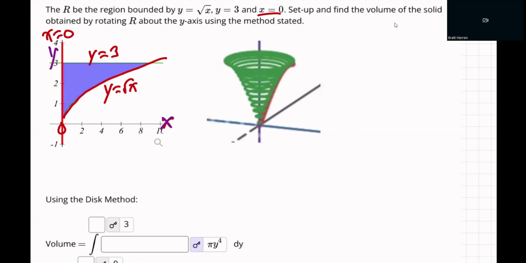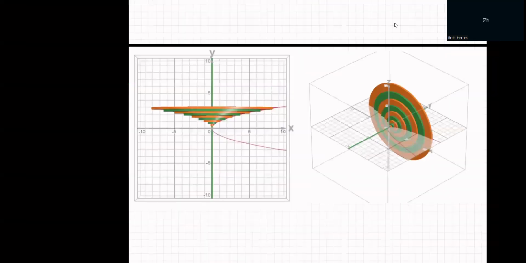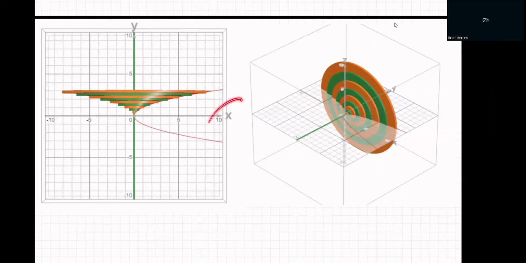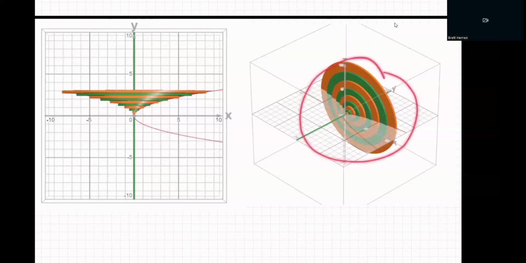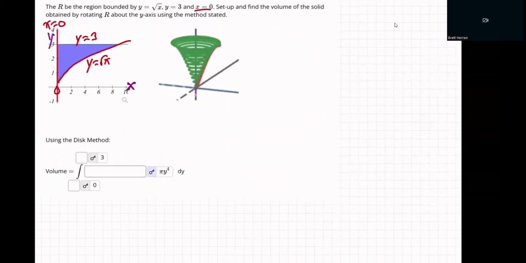I went out to use our disk washer graphing thing and got a couple graphs as well. A little more help here. Here's an overhead view of the x-axis, the y-axis, just straight overhead. See the different disks that we're going to fill it up with. Here's a more three-dimensional view of how it looks. Anyway, back to it. So it's going to create a volume.